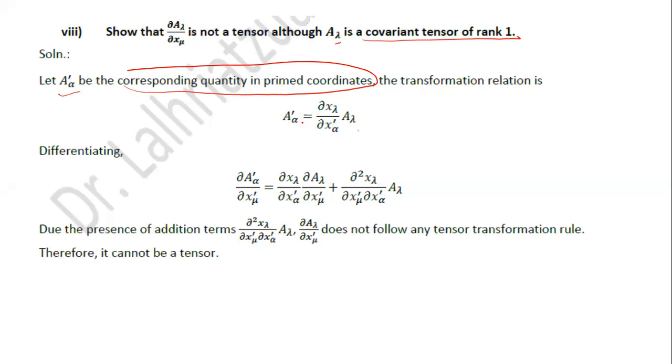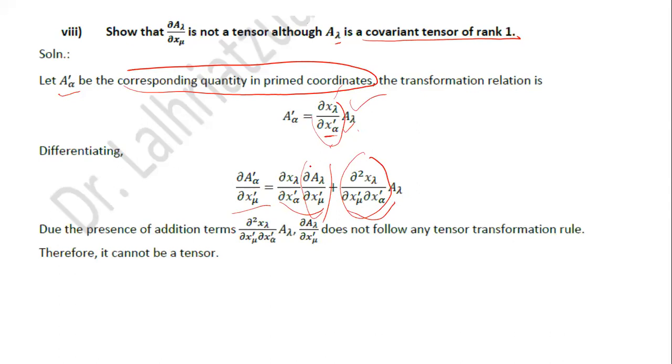Del x lambda, they are covariant indices, means del x prime alpha is in the denominator. Covariant indices means in the partial derivative, the prime coordinate variable will be in the denominator. Now you differentiate it with x mu. After differentiating with x mu, you differentiate the A lambda term and the two terms, so the product rule you apply. So on the right hand side it results in two terms.